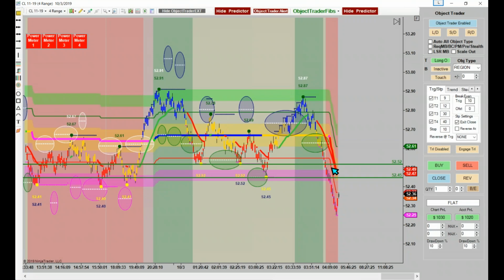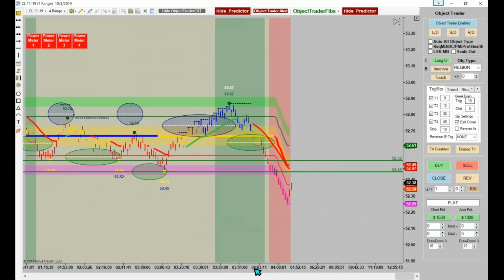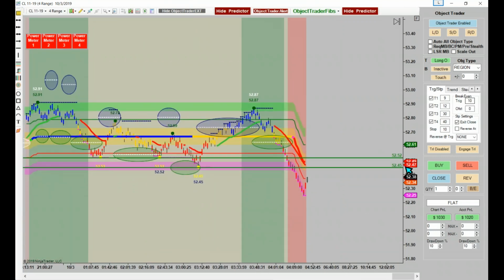Now the trend is what? It's definitely to the downside, right? So let's see if we can actually get a trade. And by the way, watch for predictor, because predictor is watching this price action, and predictor is going to draw where you should actually get a trade. All right, let's see. There's predictor right there.